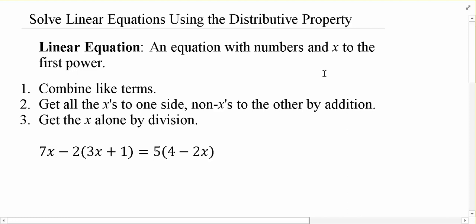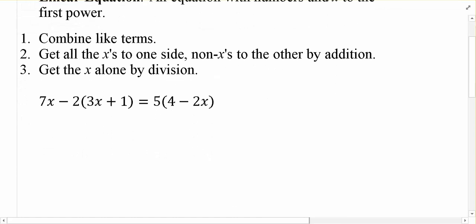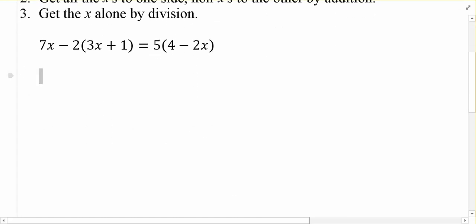So to clean up this first example, we're going to have to get rid of some parentheses. We're going to have to distribute. So that's the first thing that we're going to do. Now I do want to remind you that that 2 in front of the first parentheses isn't really a 2. It's a negative 2. We got to remember that the sign is always attached to the number.